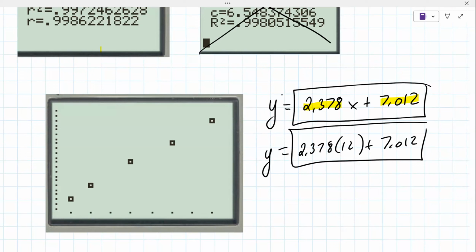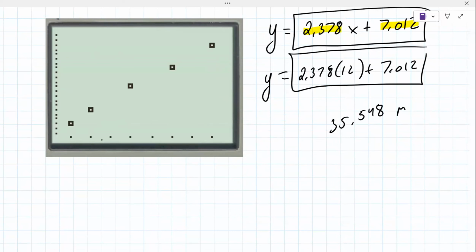All right, so then that would be 2.378 parentheses 12 plus 7.012. So then I have the numbers. I got 35.548. Thirty-five point five four eight. And you want to give that some context, like that's meters. Would that be meters per second? No, just meters. Let me actually read the problem for the proper units. Yep, that would definitely be meters. Not meters squared or anything like that, just meters.